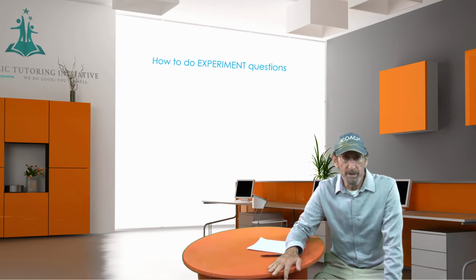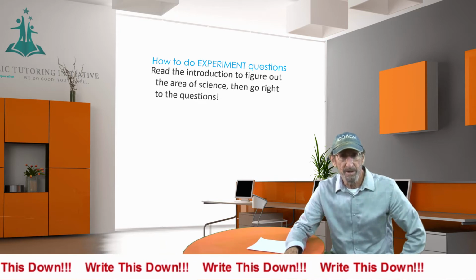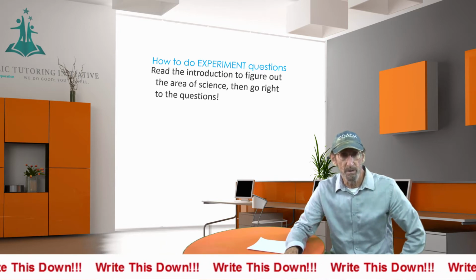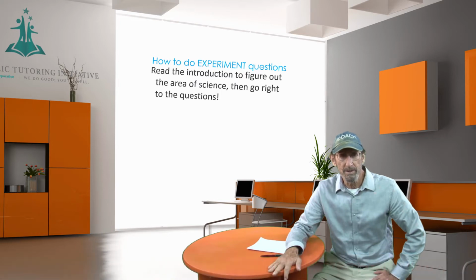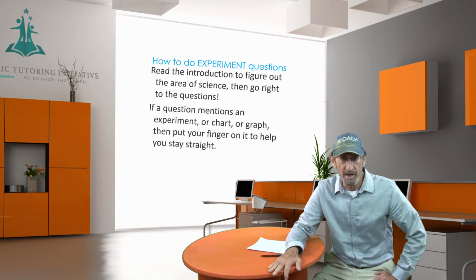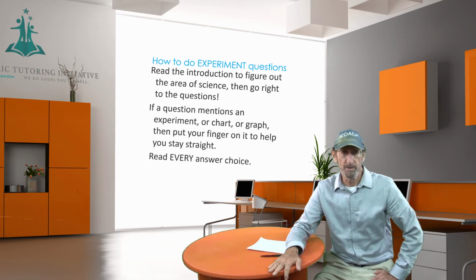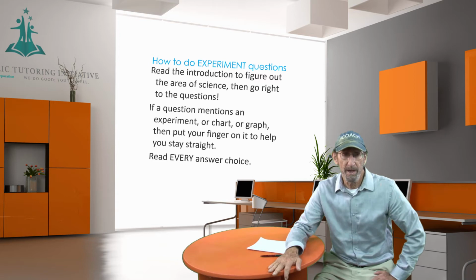All right, how do you do these? Start right in on the questions. Skim the introduction to get a feel for the area of science that you are in. But you don't want to waste your precious time reading everything. If a question refers to a specific chart or graph, put your finger on the graph to help you stay straight. Read every answer before you choose the one you think is right. Pay close attention to detail as you get your answers. Don't overthink.